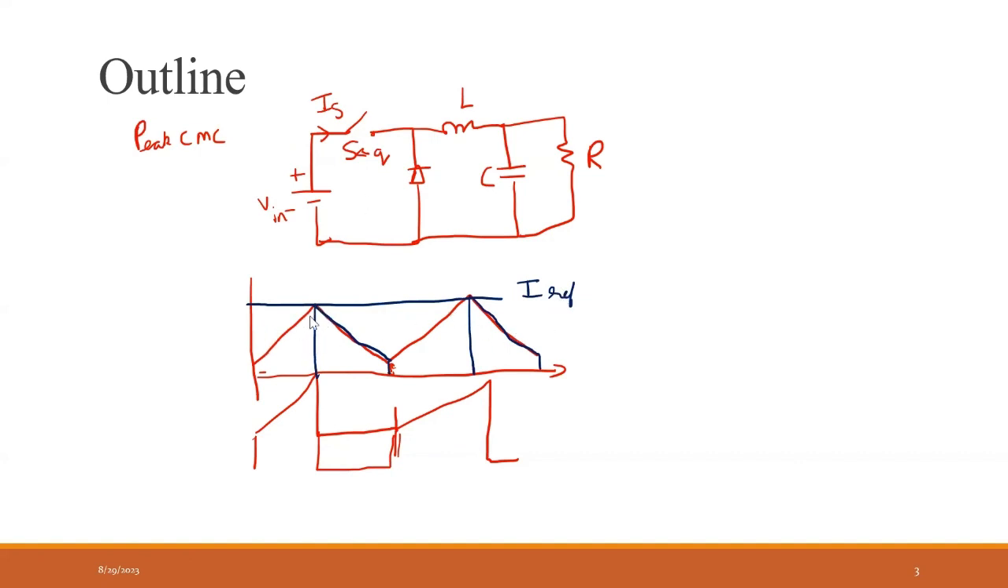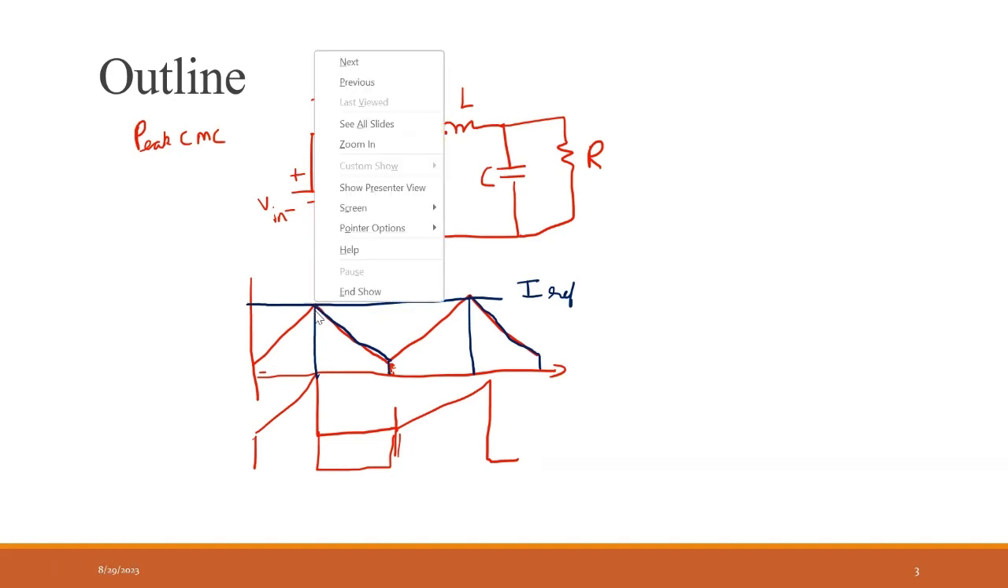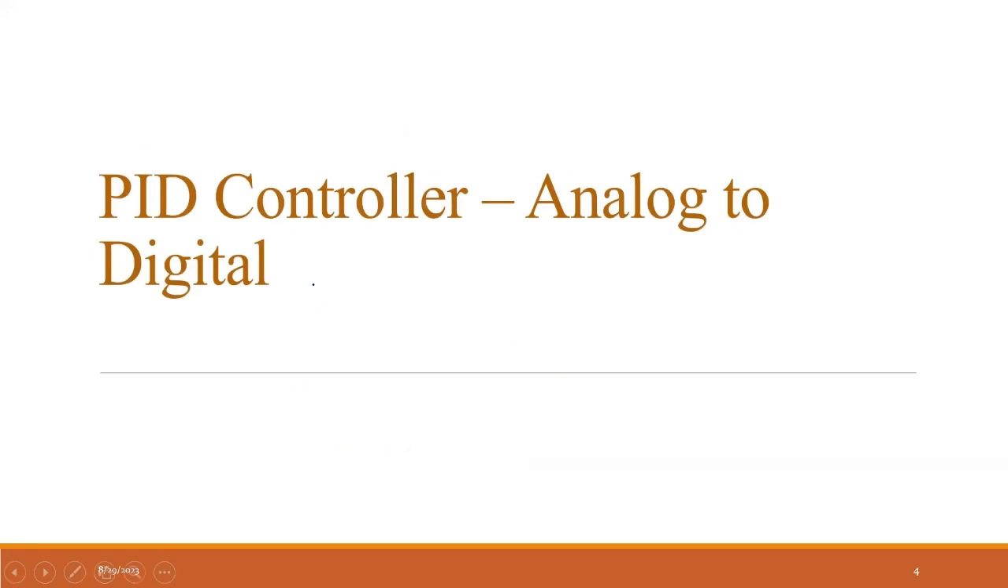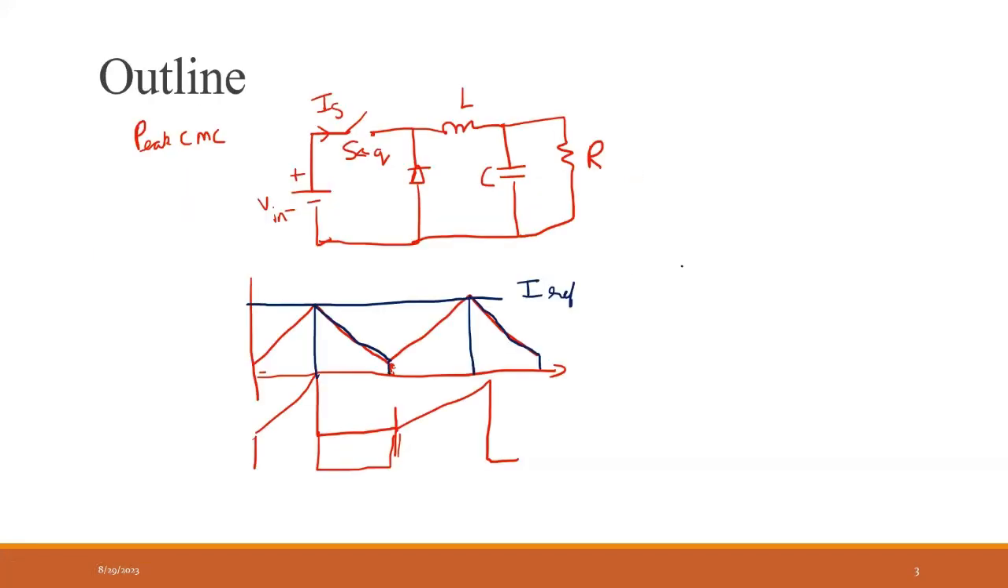So I want this switch, the high side switch, to turn off when the inductor current reaches this value. So I need to know when the inductor current reaches this value. I need to know when it happens. So for that, I need to sense this current. And that is why we do high side current sensing.